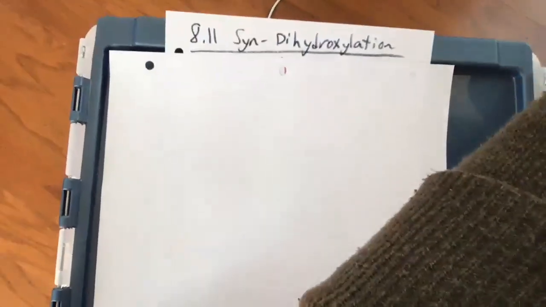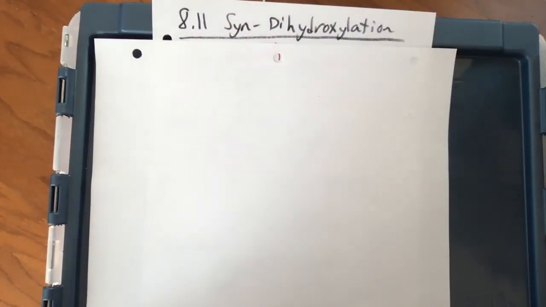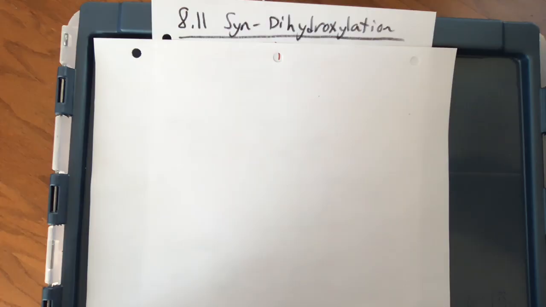This is section 8.11. In section 8.11, we now talk about syn dihydroxylation. 8.10 dealt with anti-dihydroxylation, and so the opposite of that would be syn dihydroxylation.